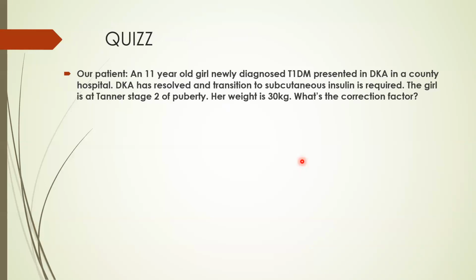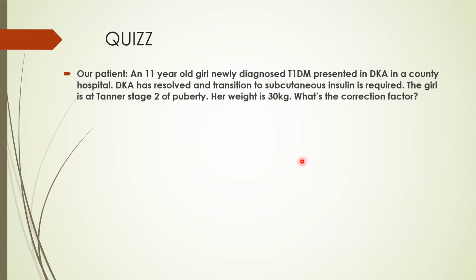So the question here is, going back to our initial patient, an 11-year-old girl, newly diagnosed type 1 diabetes, presents in DKA in a county hospital. DKA resolves and transition to subcutaneous insulin is required. The girl is at Tanner stage 2 of puberty. Her weight is 30. What is the correction factor? This one you can easily quickly calculate and get.